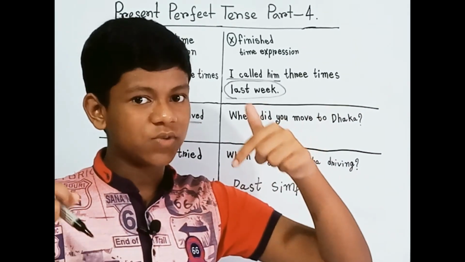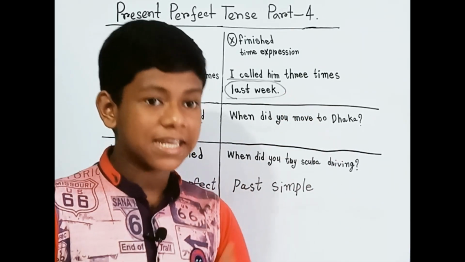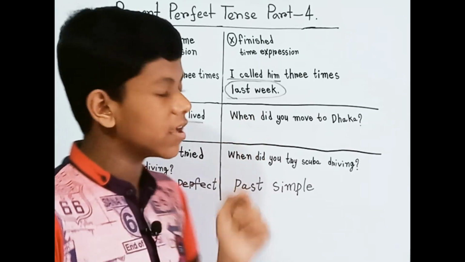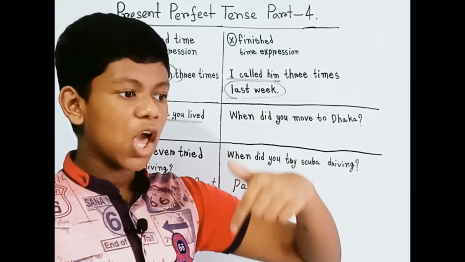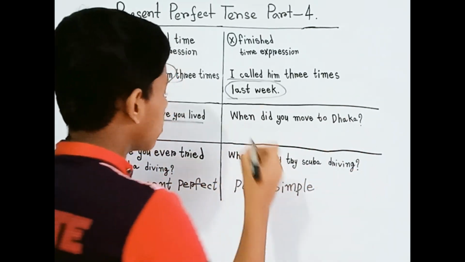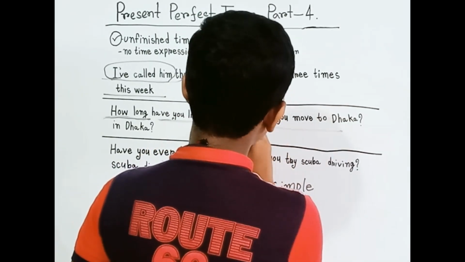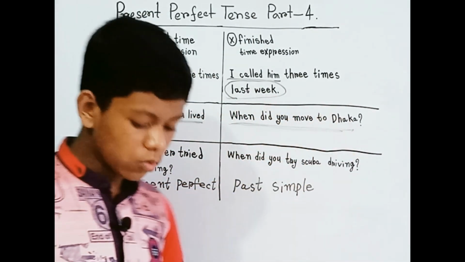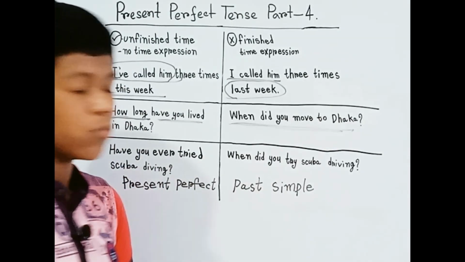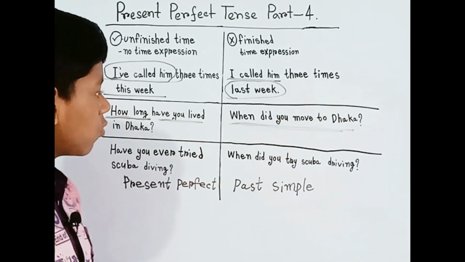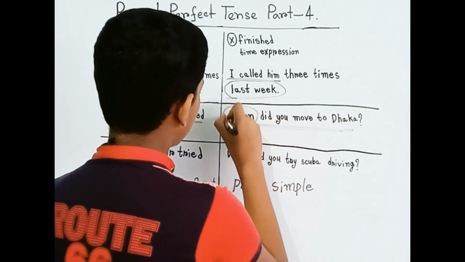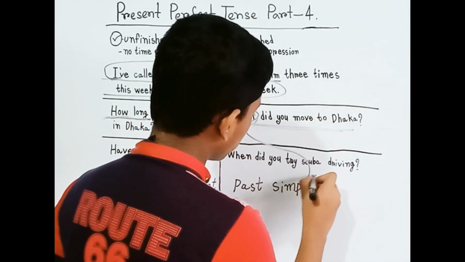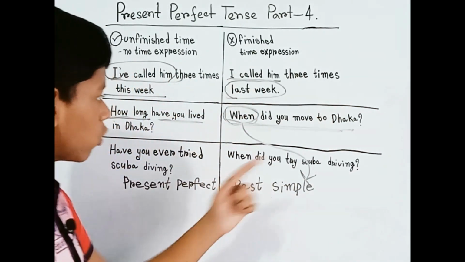It indicates the past, and that action isn't continuing here. So it is a finished time expression by asking someone: when did you move to Dhaka? And when we use the word when, we have to use the past simple.